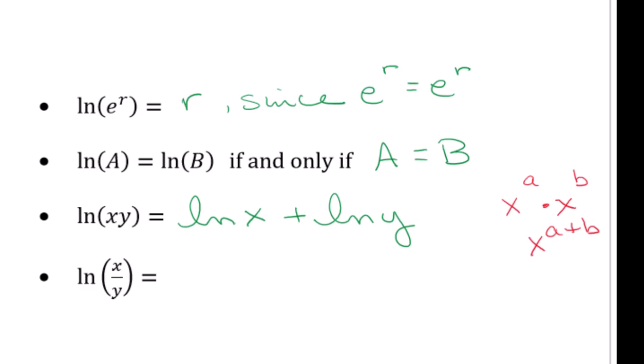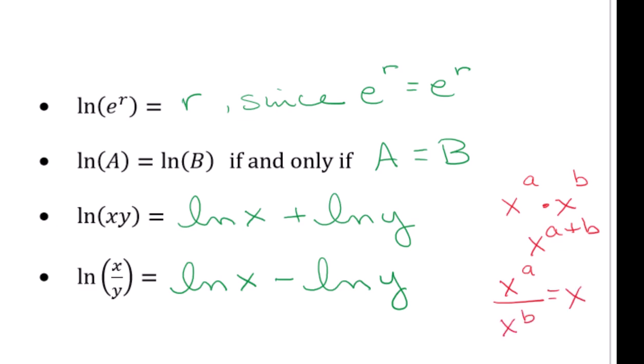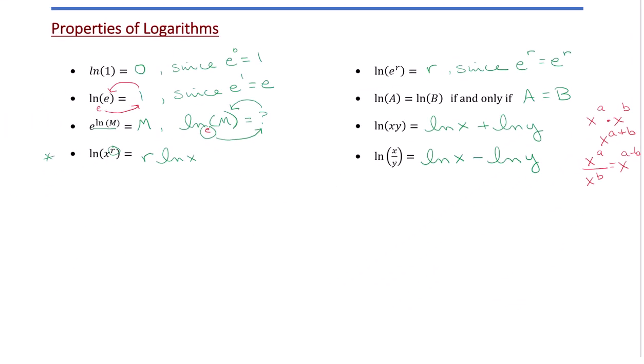And likewise, the natural log of division, a ratio like x divided by y, we can write natural log of x minus the natural log of y. And it is always the top minus the bottom. This follows along with the exponent rule. If we had x to the a divided by x to the b, we can write that as x to the power of a minus b. Remember, logarithms represent exponents.